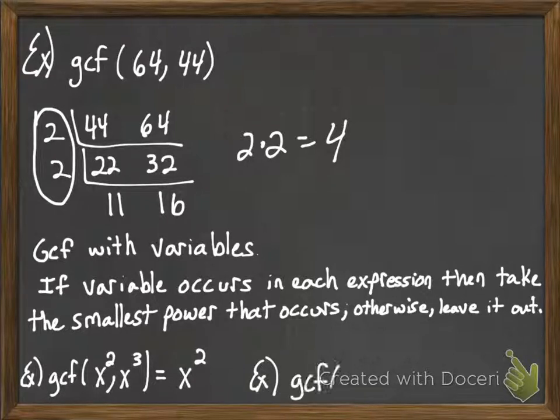And the reason we leave it out if it doesn't show up in each one, we can see with this GCF of x squared y and x cubed. The problem here is, if you tried to include the y, it would work for x squared y, that would divide out, but with the x cubed, the y would still be in the bottom and you'd be left with a fraction again. That's why it has to occur in each one, and if so, we take the smallest power. Otherwise, it gets left out. So that's how we find the GCF with variables.